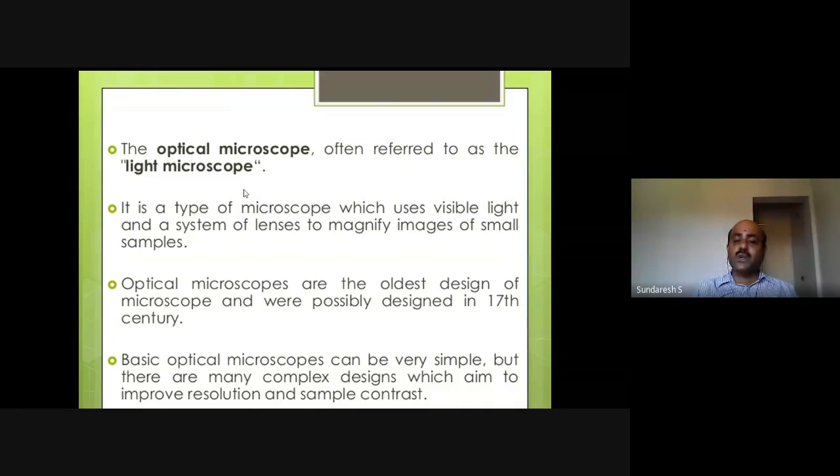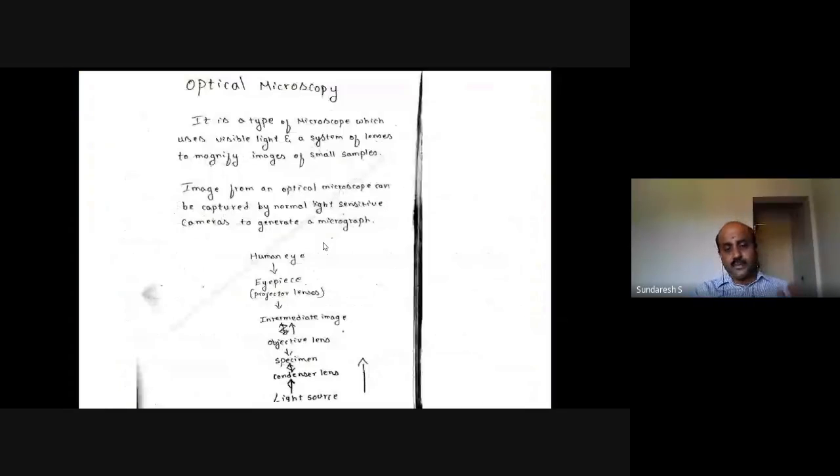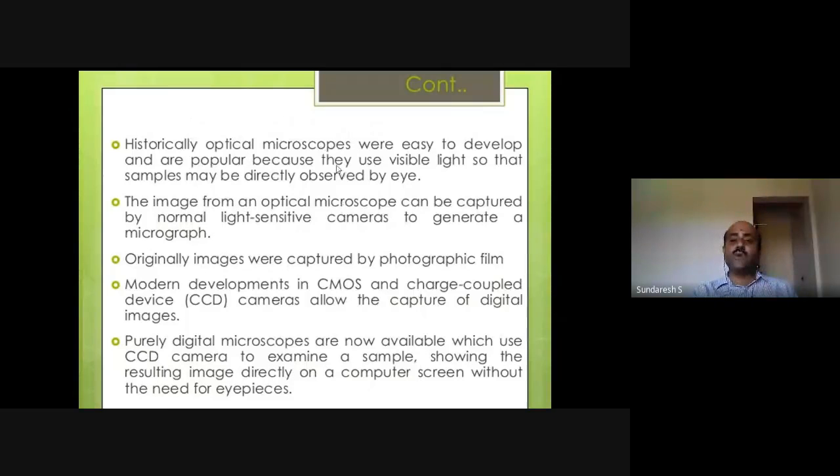Optical microscopes are the oldest design of microscope and were probably designed in the 17th century. The basic optical microscopes can be very simple, but there are many complex designs which aim to improve the resolution and the sample contrast. Historically, optical microscopes were easy to develop and popular because they use visible light, so samples may be directly observed by the eye. The image can be captured by a normal light-sensitive camera to generate a micrograph.